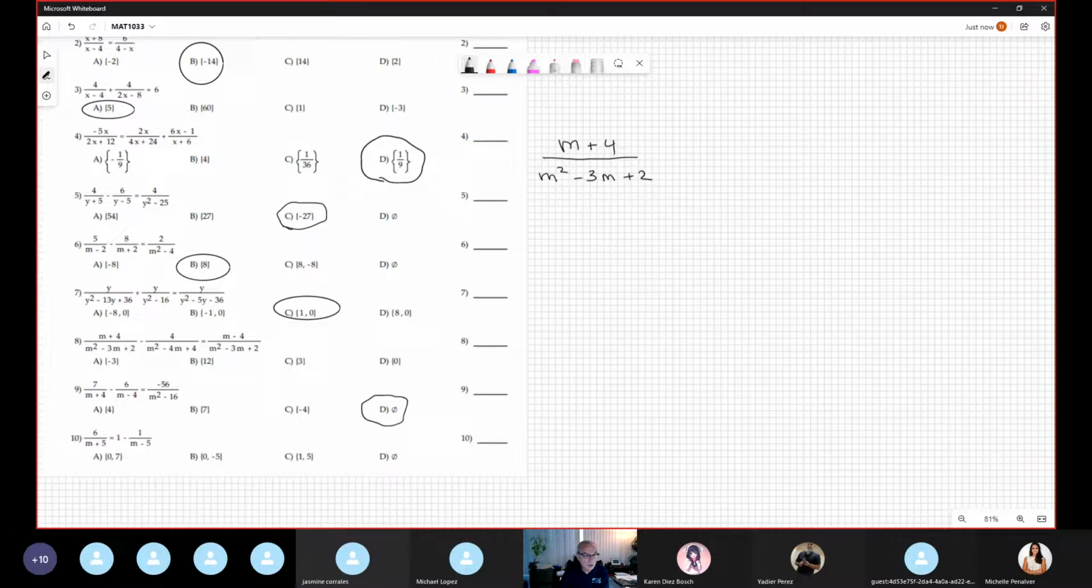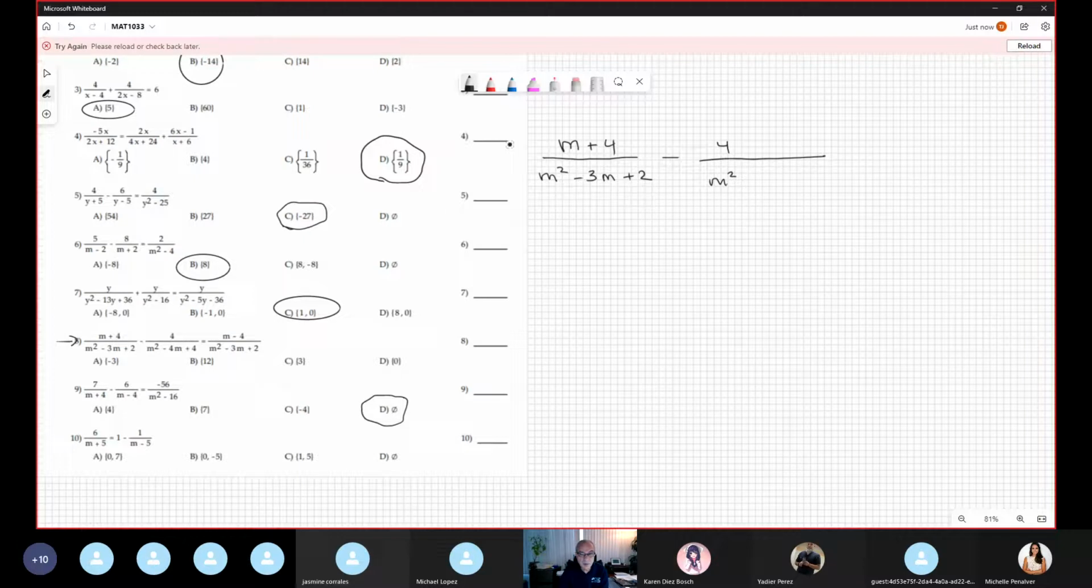And copy 8. We did number 7 now. 8, 9, and 10 we did. Minus 4 divided by m squared minus 4m equals m minus 4 over m squared minus 3m.